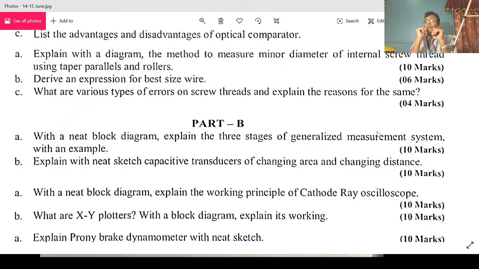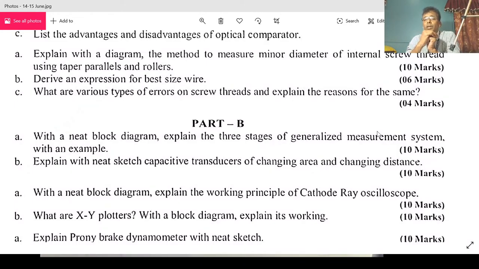Next, explain with a neat sketch the capacitive transducer of changing area and changing distance. Each of them will carry 5 marks. One is the changing area type, another is the changing distance type. You need to write the equation for capacitance. It depends on 3 factors: the area, the cross section diameter D, and the distance between the plates. You mention these, and 2 values are changed here: one is the area of the plate, another is the distance. I think I have discussed this in the class. You can go through that and write down those 2 transducers.